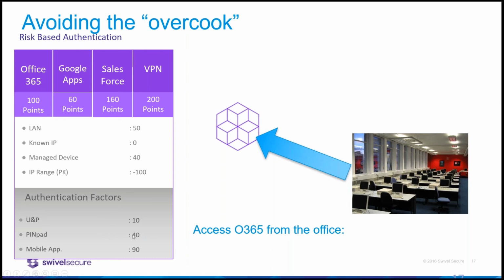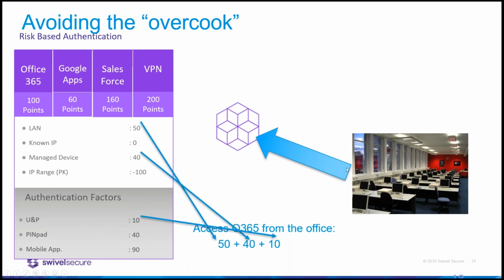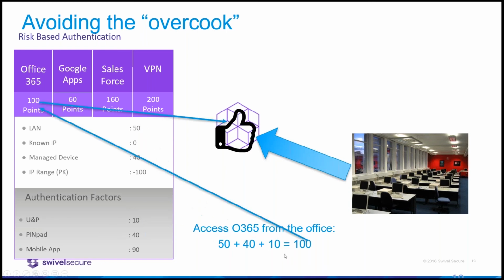So here's one scenario for you. I'm an employee from the company. I'm working within the LAN with the desktop from the company. So I have 50 points for being on a LAN, 40 points because I have a laptop from the company, and I've just logged into the system with username and password, so I've got 10 points recently. So I now have 100 points.